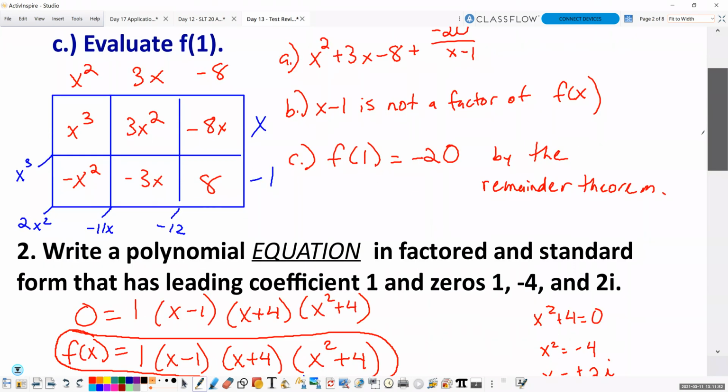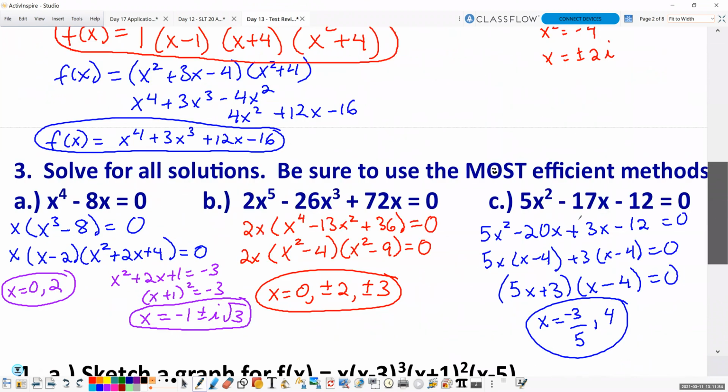Let's see. Did I do these in different ways? Oh, so here I split the middle for C if you need it.